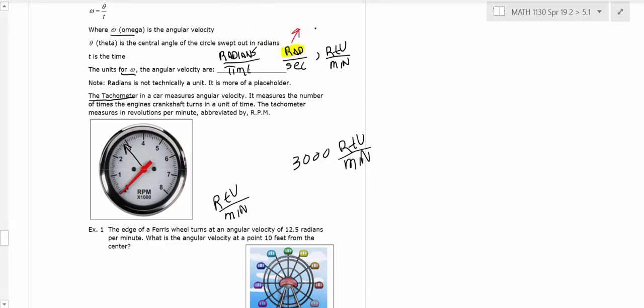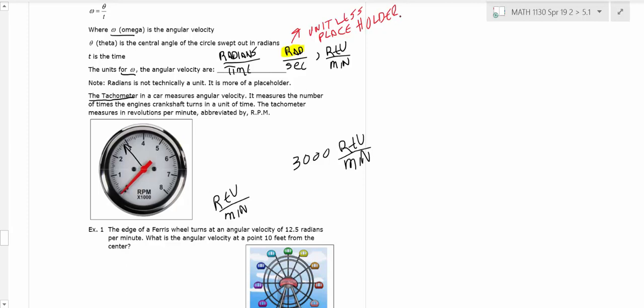So it's really, the unit's weird. The unit technically is per time. It's just a number per time. So radians is really unitless, but think of it as a placeholder and it'll help you with these problems. Okay, so that's what that is.